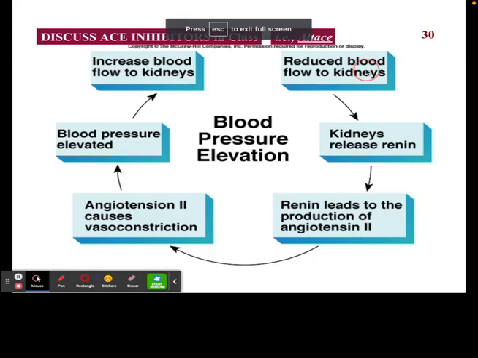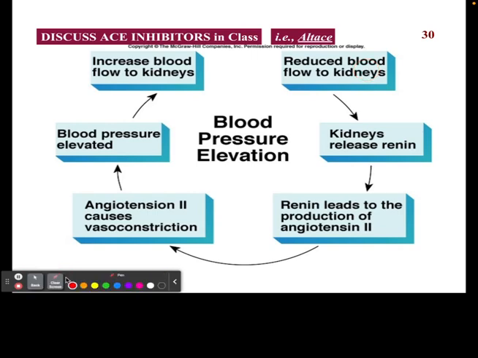Hey everybody. So in this last video for the chapter, we're going to discuss how ACE inhibitors are going to help with elevating blood pressure. So in this case, what we're going to see is we have reduced blood flow to the kidneys, right? So when the blood pressure drops, again, blood is not going to be able to travel throughout the body as quickly. So when that happens, the kidneys are going to recognize this and release the hormone renin.